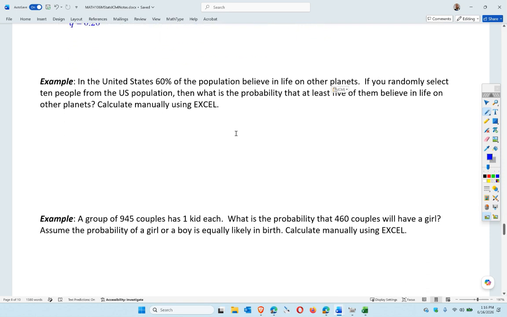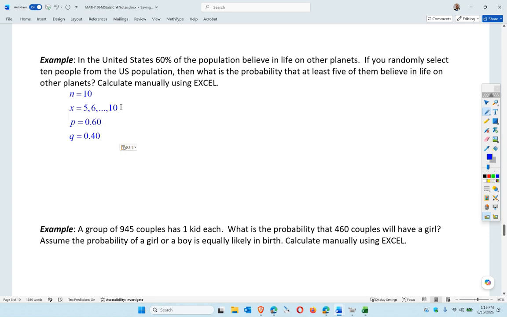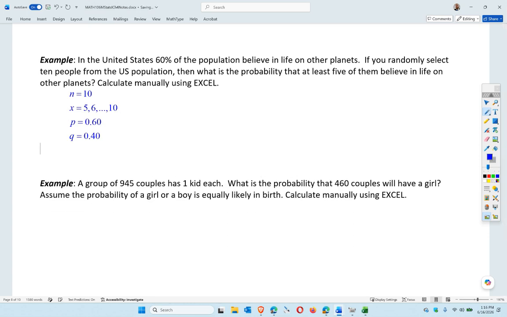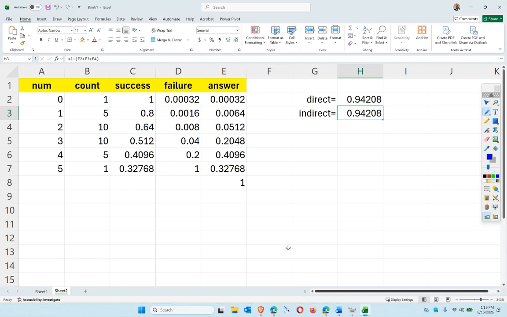So let's say we do the aliens and other planet one again. So we want to know at least 5 of them believe in life on other planets, correct? That's what we want to know. And now we're again selecting 10 just like last time for the alien, correct? So we want to know 5 to 10 essentially. So that's a lot of different probabilities, isn't it? Okay. And again, this is still the alien one, so it's 60-40. Okay, and we're selecting 10 people. Okay, so let's go to here.